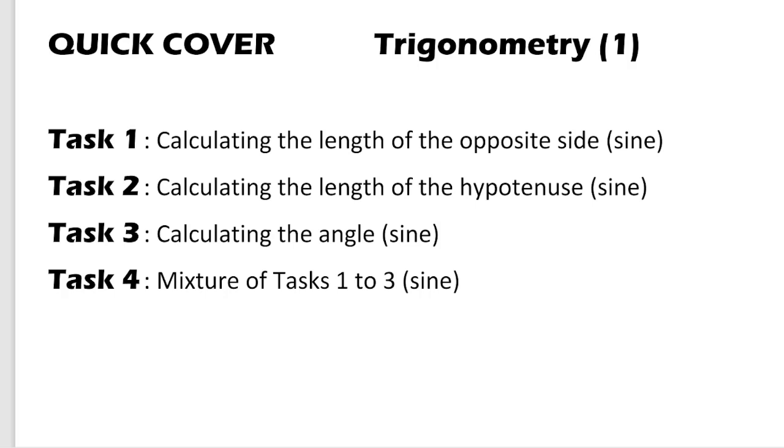So we're going to look at three different things. Firstly, we're going to look at calculating the length of the opposite side when it's the sine rule. Second one is calculate the length of the hypotenuse, the longest side, if we're using the sine rule, and then calculating the angle if we want to find a missing angle. So let's dive right in.